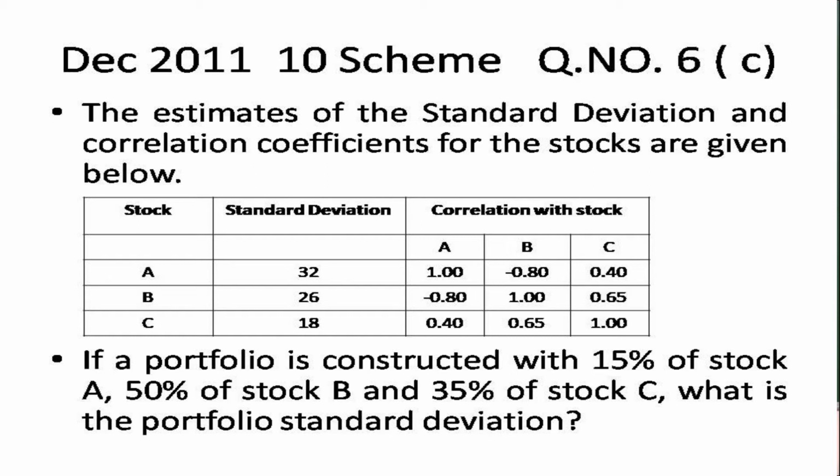And if a portfolio is constructed with 15% of stock A, 50% of stock B and 35% of stock C, what is the portfolio standard deviation?